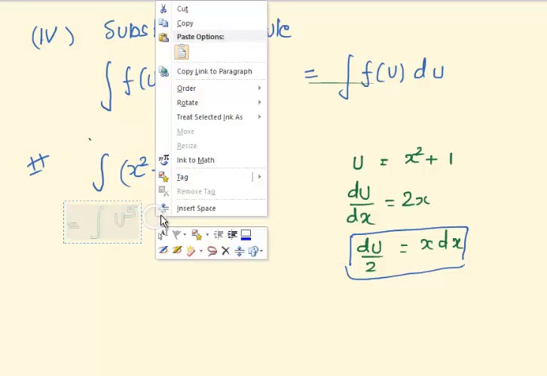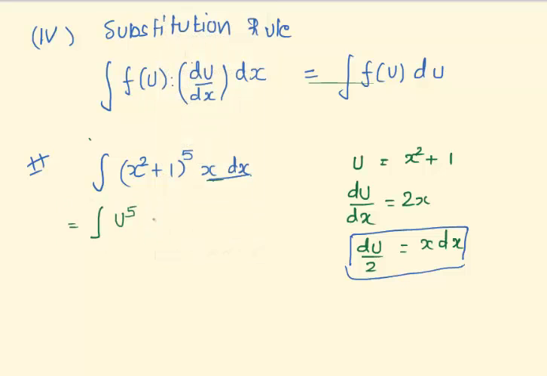We have du by 2 here, and 2 is a constant, so the constant can be taken outside. So 1 by 2 can be taken outside, and you will have u to the power 5 du. Now the integration is much simpler and will be converted to u. So 1 by 2 u to the power 5 plus 1 divided by 5 plus 1, because it is integrated with respect to u. It will become u to the power 6 divided by 6 plus constant.